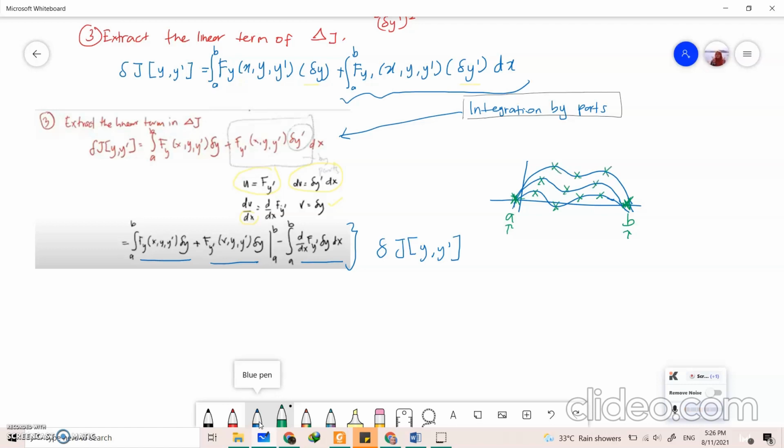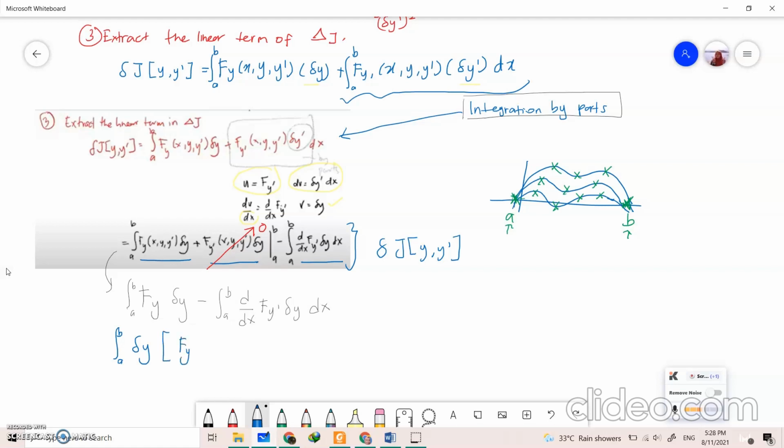If you substitute the values at A and B into the function, then it is not a variation, so we can put this as 0. There is no variation, delta y is 0. So from here we can simplify this to the integral from a to b of f_y delta y minus the integral from a to b of d over dx of f_y prime delta y dx. Here we can factorize this and put the integral of delta y outside. So we have f_y minus the derivative of f_y prime with respect to x, dx here. So this is the variation of delta y.